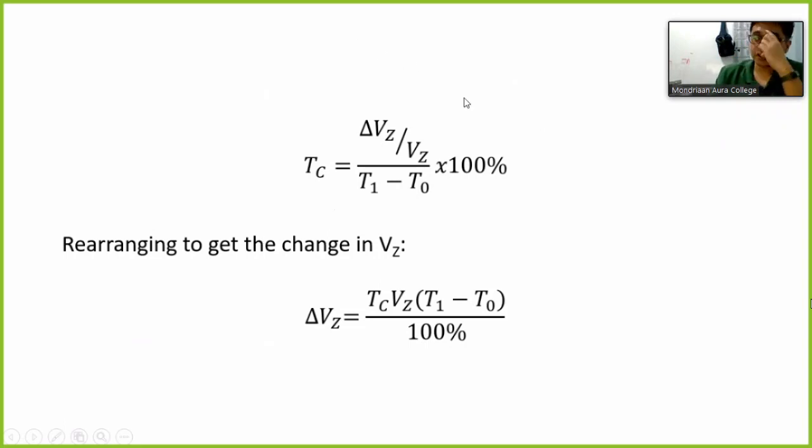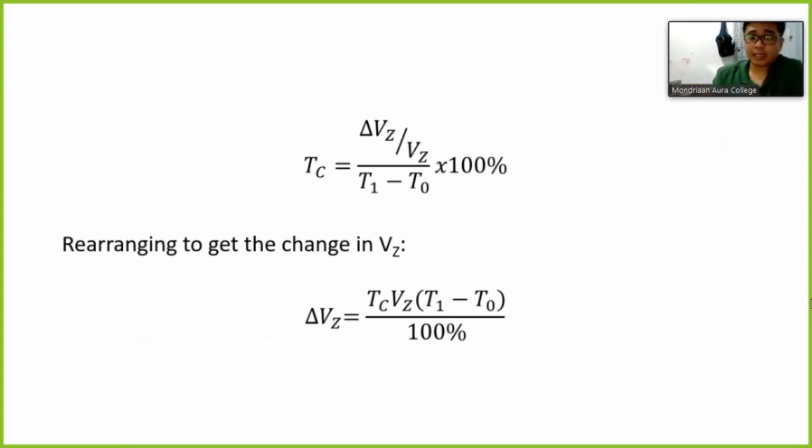So temperature coefficient is equal to delta VZ, which means the change in Zener voltage. Tumaas ba ito by how much? Ilang voltahe? Or bumaba ba ito by how much? Yun yung delta VZ na tinatawag. V sub Z or VZ is the nominal Zener voltage. Depende yan doon sa model ng Zener diode na ginagamit natin.